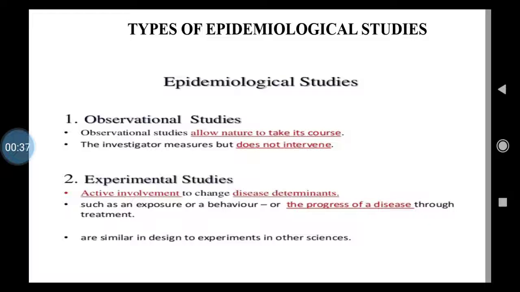Now different kinds of studies can be carried out. Here there are different methods we will see first. One is observational studies, then experimental studies, and we will see the classification also. There are three major epidemiological methods: the descriptive studies, analytical studies, and experimental studies.